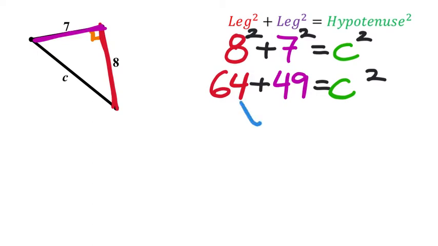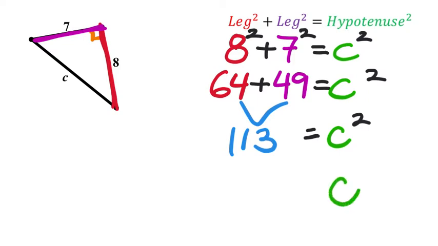Now, for the addition, 64 plus 49 is 113. Awesome. So that's 113 equals the hypotenuse, c, to the power of 2. But remember, we don't want c to the power of 2 in an equation like this. What we would like is just the hypotenuse by itself. Or that this is like saying, well, the area of a square is 113 square units, but we want to know the side length. So what do we do?